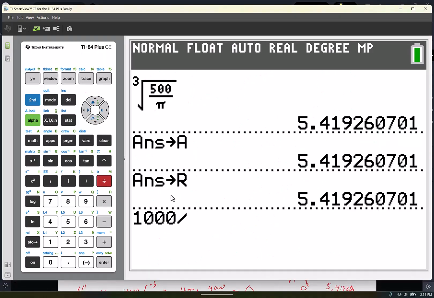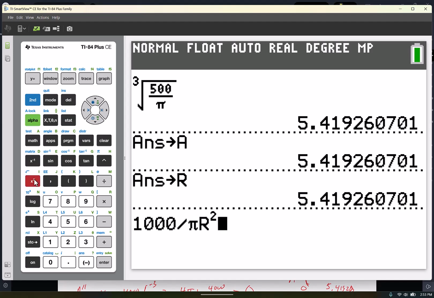Okay, so I still have it as R. So look. Pi alpha r squared. Did I do it right? No. You did not do it right. The calculator is dumb. It's just a machine. The calculator thinks you're doing 1,000 divided by pi, whatever that is, times r squared.